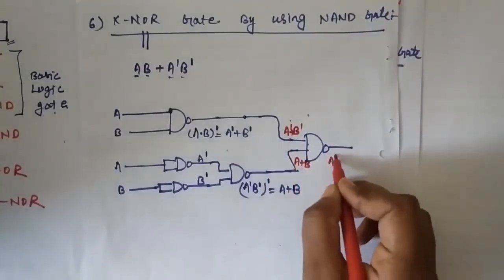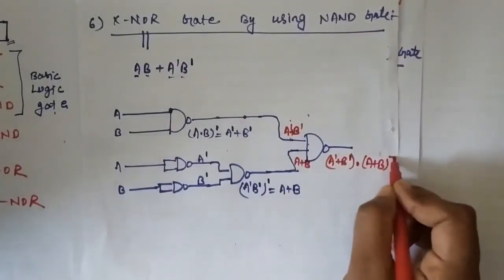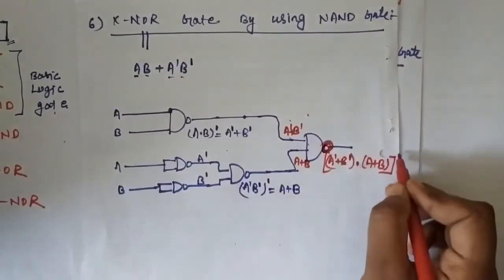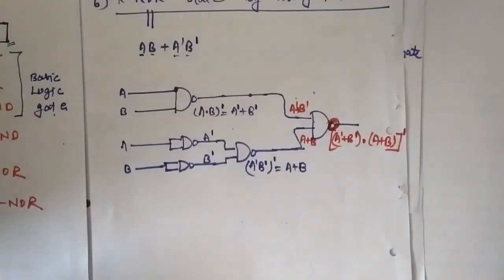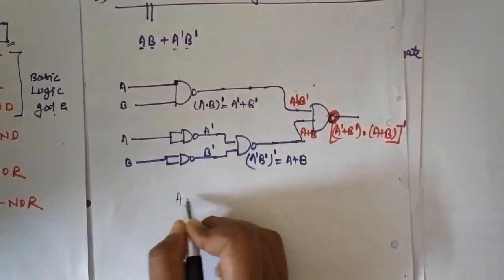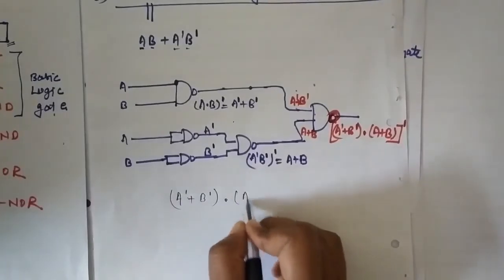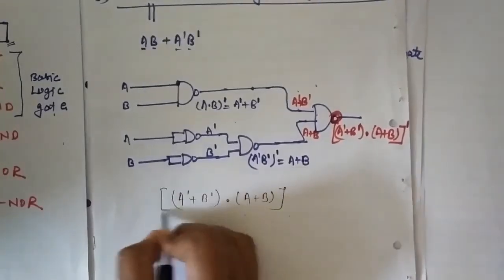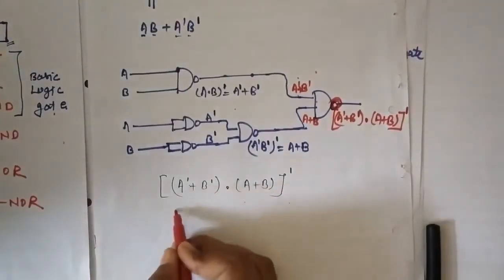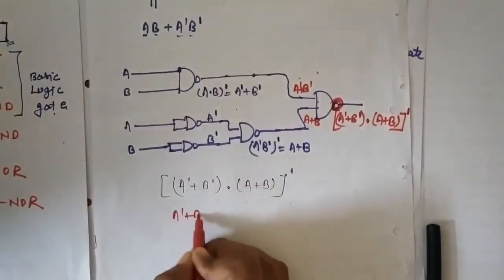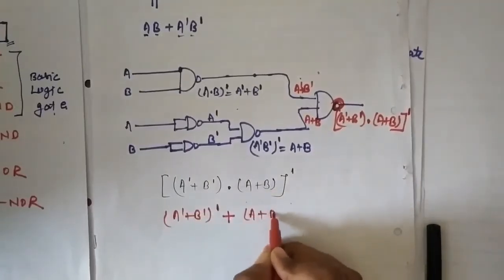So here multiply these two: (A dash plus B dash) into (A plus B) whole dash, because for this not we can put a dash. So let's simplify this expression by using De Morgan's theorem. So the expression is (A dash plus B dash) into (A plus B), the whole dash of this expression. So let's change this one. Firstly this dash, that means (A into B) whole dash, and this dot converts to the plus sign, and this one is (A plus B) whole dash.